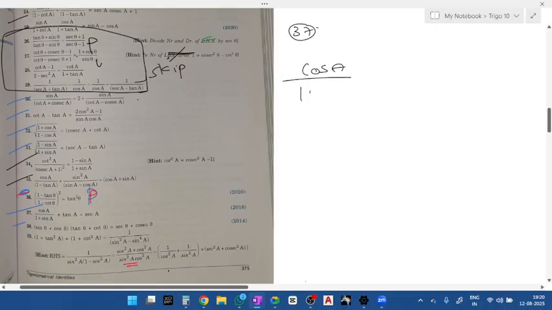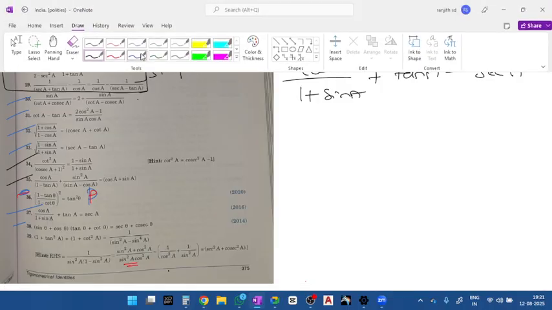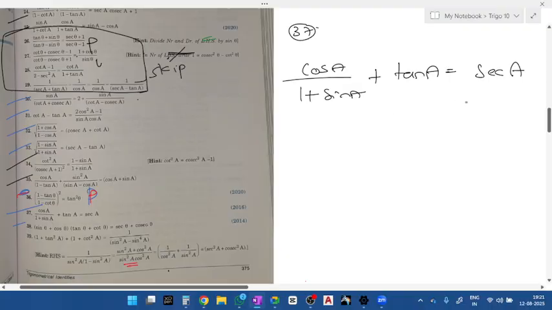Cos A divided by 1 plus sin A, plus tan A. Which one will you all convert here? All of you will unmute and answer. We need sec A. Which one do you have to convert? Cos, sin or tan? Tan, yes. Usually we convert tan and cot. Keep cos and sin as they are. Convert tan, students. Then cross multiply, take LCM and do it.